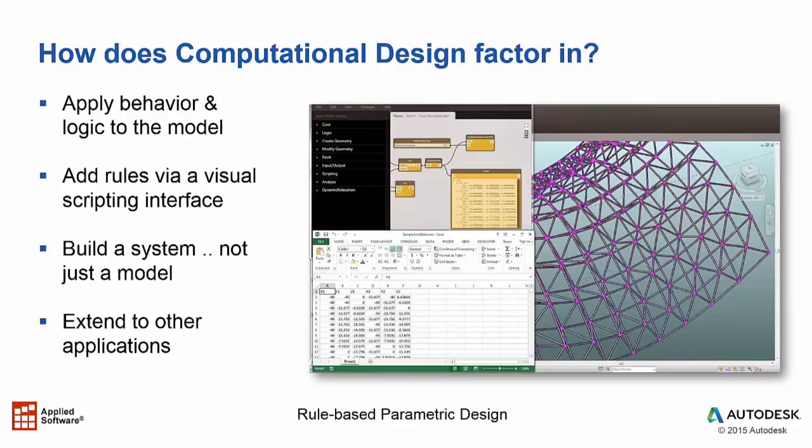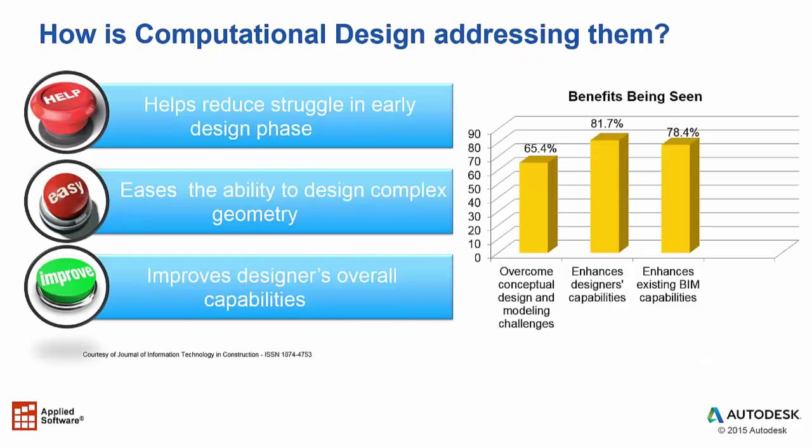So what can you do with computational design or Dynamo specifically? Basically, in a nutshell, what you're doing is a rule-based parametric design that, by applying parametric behavior and logic to the model, you are raising the intelligence of the model to the next level without actually having to do it manually. And that just allows, using visual scripting, you're building a system, and you're not just building a model, you're building a system of components that work together harmoniously, and you can extend to other applications such as Rhino or other third-party applications.